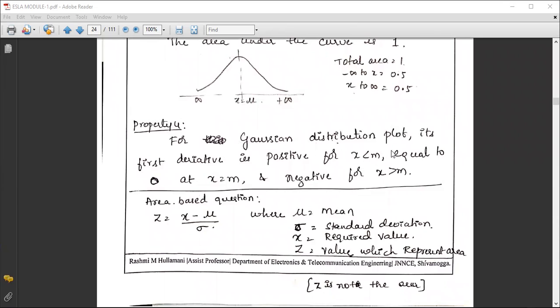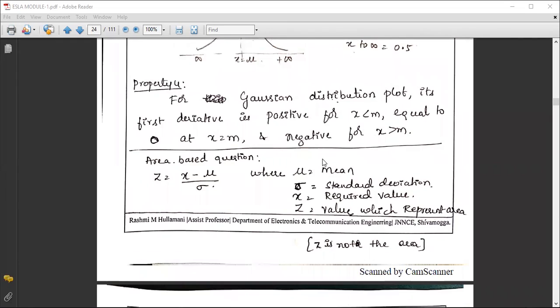Property 4. For the Gaussian distribution plot, the first derivative is positive for x less than m, equal to 0 at x equal to m, and negative for x greater than m. For x less than m, the derivative is positive. For x greater than m, the derivative is negative.